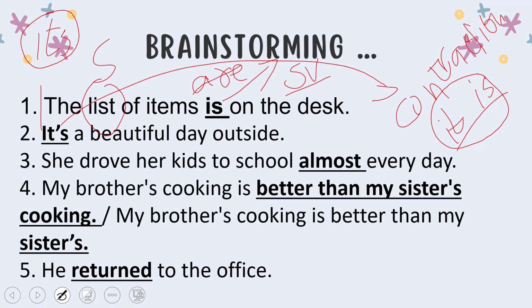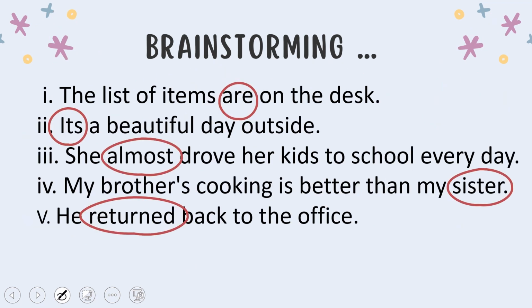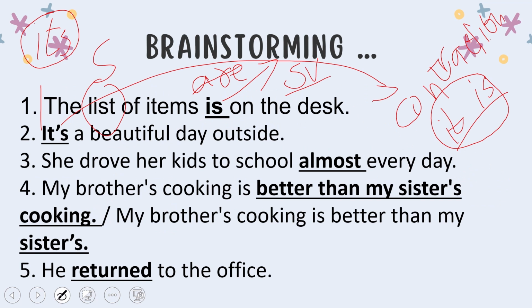Next one is: she drove her kids to school almost every day. "Almost" was right, but the positioning is wrong. This is not the position for this adverb. Rather, it has to be here, almost every day. This is the right position for the adverb. She drove her kids to school almost every day.